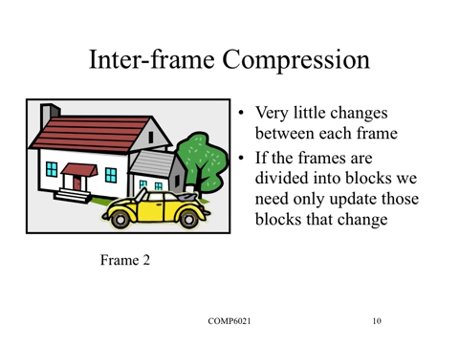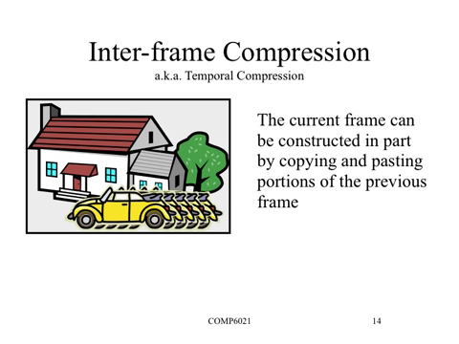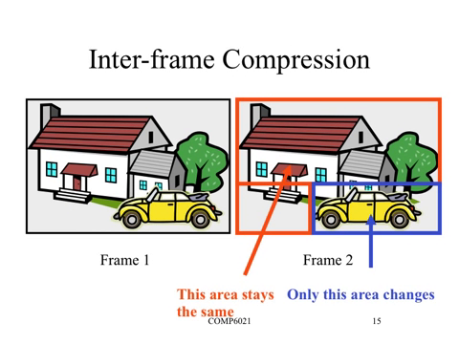So we basically say that the current frame can be constructed by copying and pasting the parts from the previous frame, and then by sending the parts that have changed. So if we look here, the area that I've marked in red hasn't changed between one frame and the next. So between frame 1 and frame 2, that red area hasn't changed. And the part in the blue area has changed. So we only need to send the blue part.